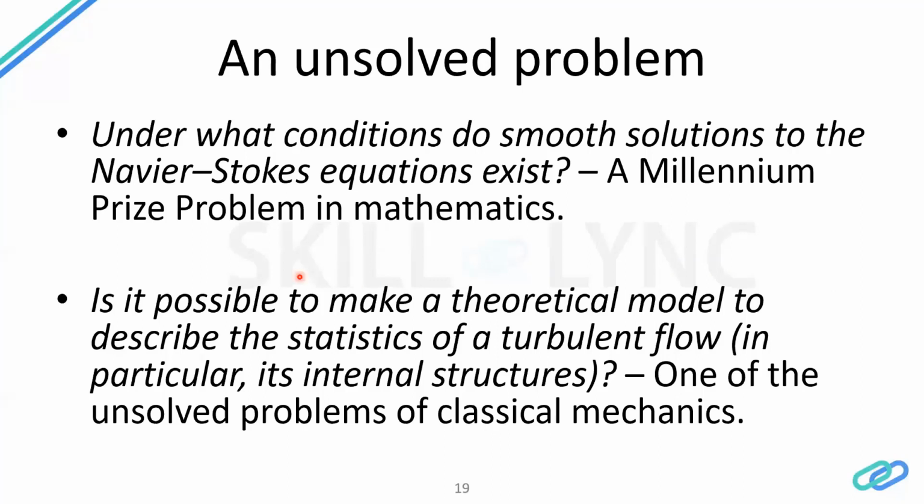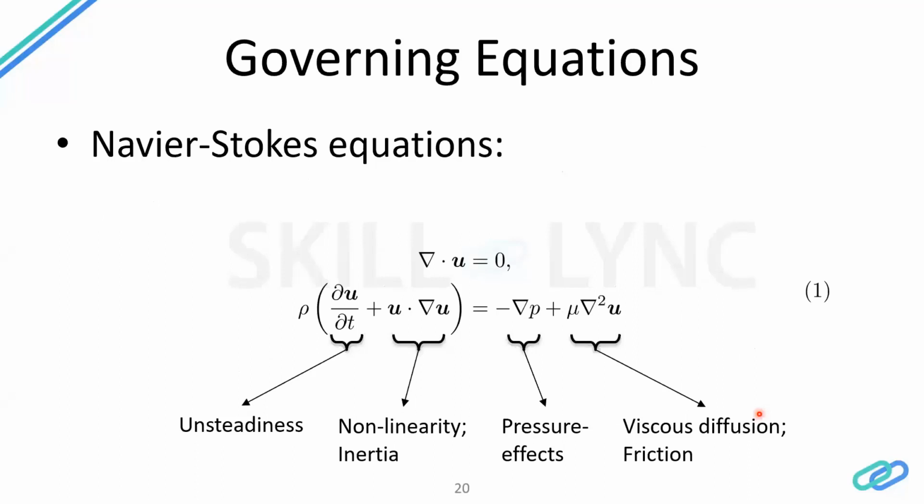From the physical point of view, people ask, is it possible to make a theoretical model to describe a turbulent flow with its internal structures? And again, it's an unsolved problem in classical mechanics. So we don't have any analytical solution for the equation I showed you. So what are we doing since the last 200 years? What we are trying to do is trying to break up the problem, trying to come up with empirical models, and basically the best we can do without solving the equations analytically.